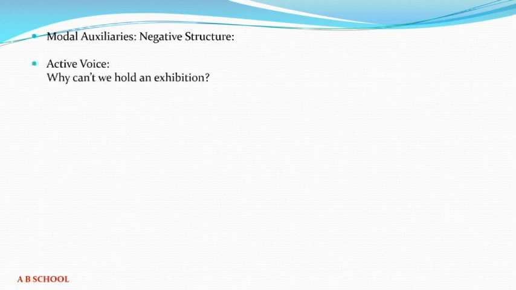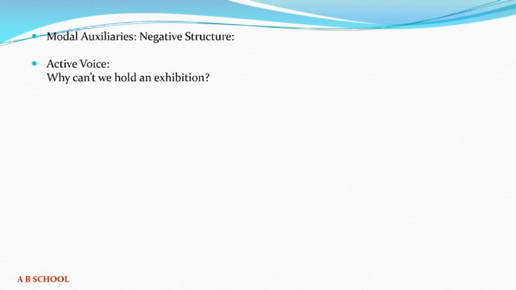The next one is modal auxiliaries in negative structure. So the active voice sentence that we have selected is, why can't we hold an exhibition? Why can't we hold an exhibition, right? So can't and hold, these are the verbs. Now consider how will we change it into passive. In the previous sentence, we noticed that with modal auxiliaries and will and shall too, we will take be as the to be form.